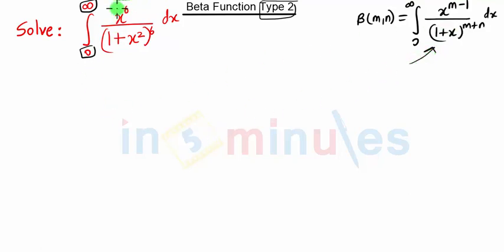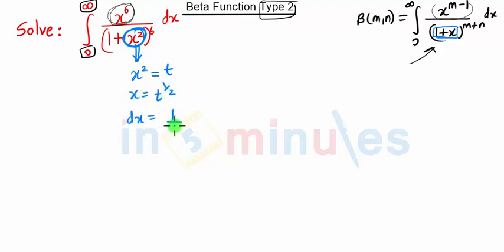So observe this, numerator is matching. We have the numerator x raised to something, so here also we have x raised to something. In the denominator we want 1 plus x term, but here we have 1 plus x square. Instead of x square we want only a single variable whose power is 1, so we will substitute x square equal to some other variable whose power is 1. So we substitute x square equal to t, then x will be t raised to half, then dx will be half t raised to minus half dt.